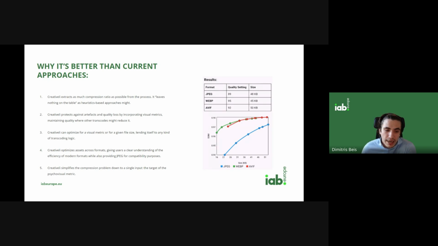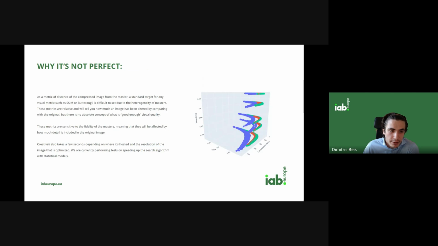And you also know exactly how quality scales with size through the graphs that we provide. And then finally, all of this challenge is essentially simplified to one input, and that is what should be the target for the psychovisual metric, which then gives us a lot of leeway in terms of work for further development to optimize this process. This is better than having a quality setting, for example, because as I explained before, quality setting is not standard across different codecs, whereas if you have one target for the psychovisual metric, it's actually easier to do a lot of cool stats and optimize everything.